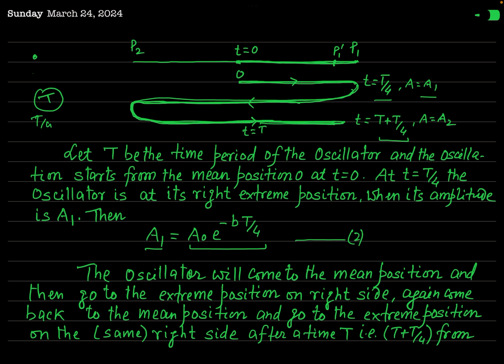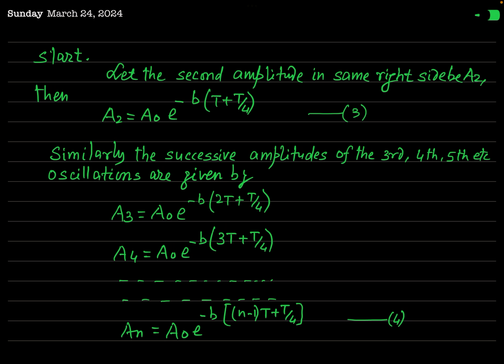And let us consider that in this condition its amplitude is A2. All these things I have written here, so you can note down these things in your notebook. Okay. So according to the same formula, we can now find what this A2 will be. A2 will be equal to A naught e to the power minus Bt, but t is now T plus T by 4. Okay.